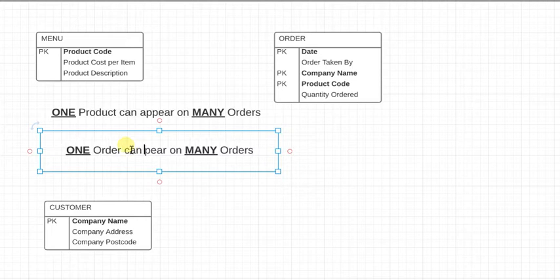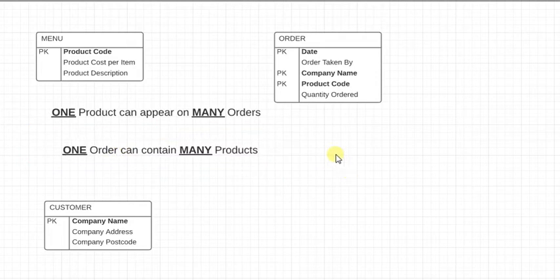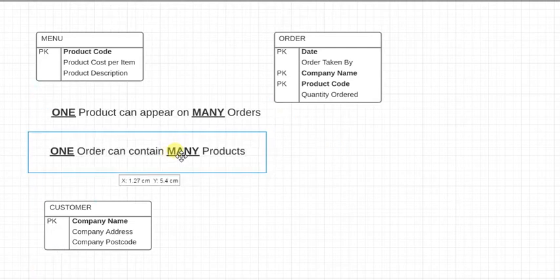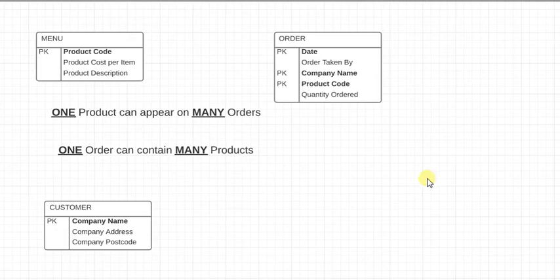One order can contain... Now, how many products can it contain? One order should be able to contain many products. Hopefully on one order I've got ham salad, egg sandwich, falafel, whatever. So this is now what we call a many-to-many relationship. It's one-to-many this way, from menu to order, and from order to menu it's also many as well.